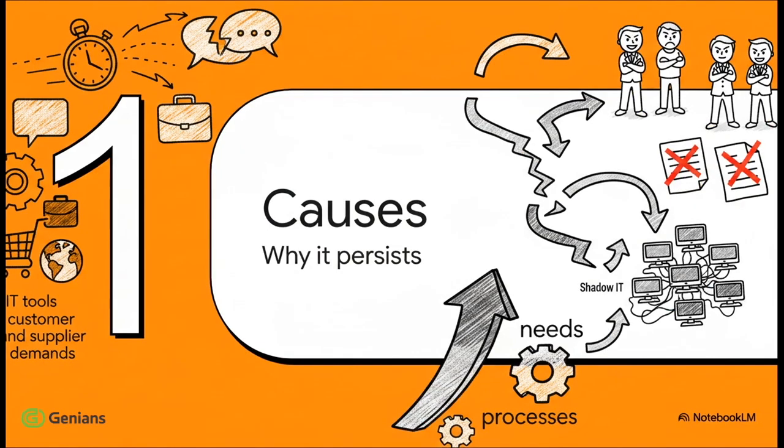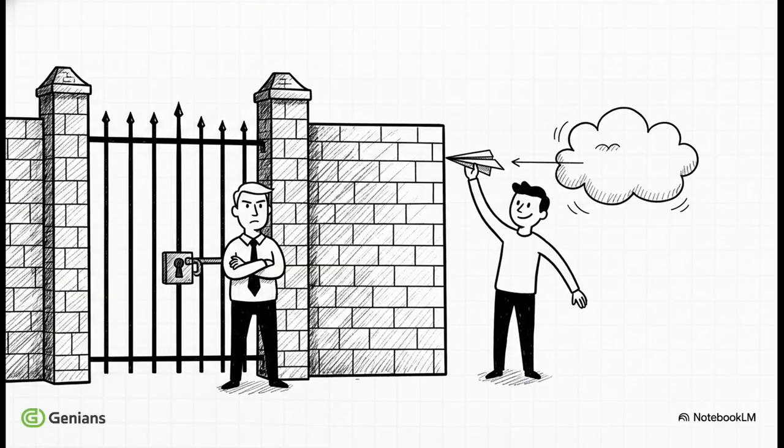Section 1. Causes of shadow IT. Let's look a bit closer at why this persists, despite all those strict company policies. Like we just mentioned, maybe a customer really prefers Dropbox, or a key supplier only transmits files over WhatsApp. When IT takes months to review new tools, the business doesn't just stop.